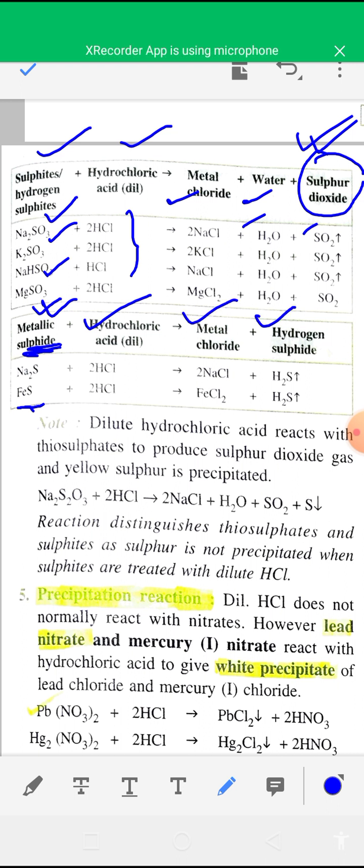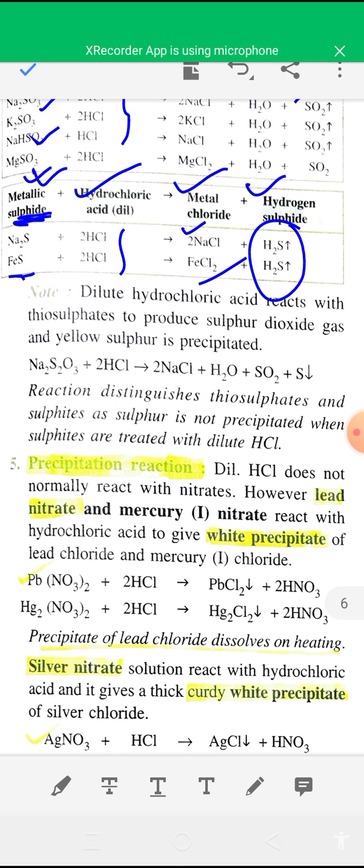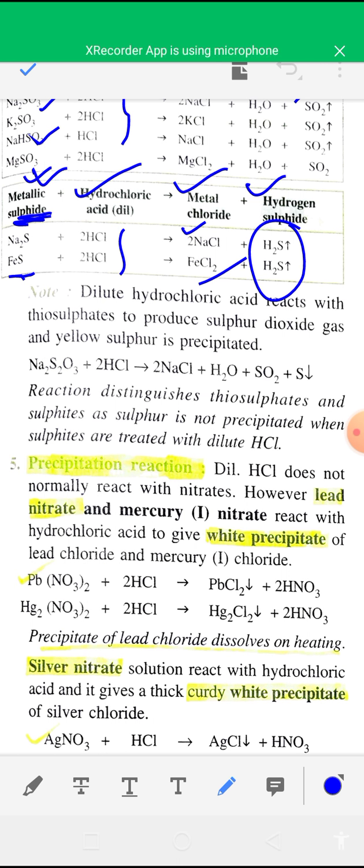Okay, when a metal sulfide, that is Na2S or FeS, reacts with HCl, you will get NaCl or FeCl2 and hydrogen sulfide gas. So when metallic sulfides are treated with hydrochloric acid, you will get metal chloride and hydrogen sulfide, H2S.